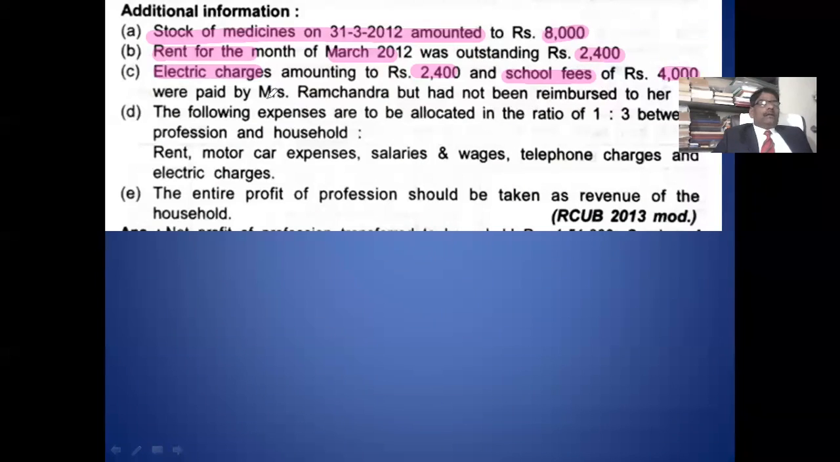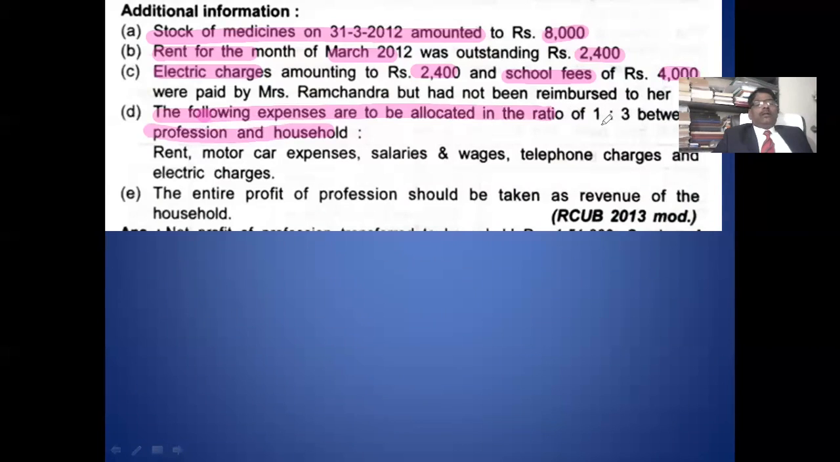Okay. Then the next adjustment: the following expenses are to be allocated in the ratio of 1:3 between profession and household. So 1/4 portion you take in the profession, 3/4 you take in the household.